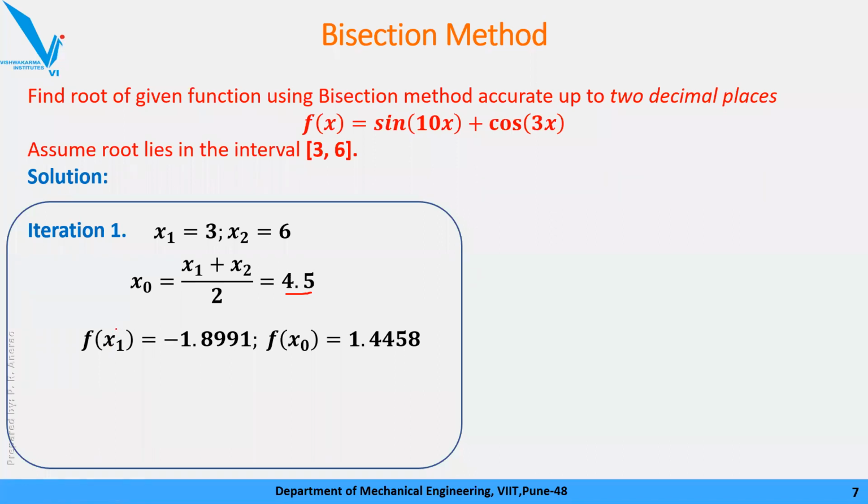Then we will check f of x1. So what I did is I entered the x1 value, which is equal to 3, in this equation: sine of 10 into 3 plus cos of 3 into 3. I calculated that and got a value of minus 1 point something. Then for the root that came, your x0 value 4.5, I have evaluated the function with the value 4.5. Now f of x0 is 1.44.